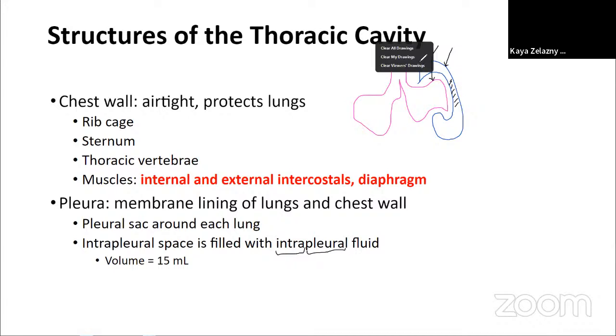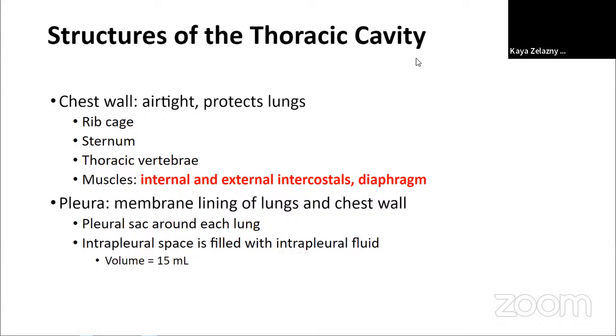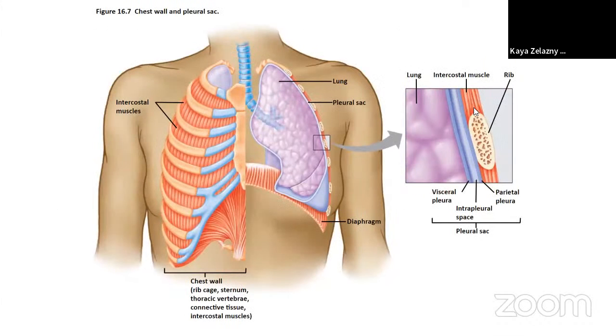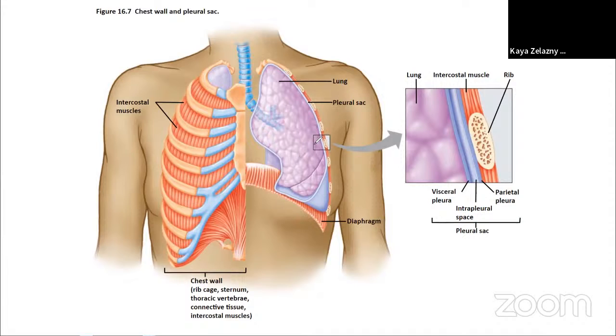There's not a lot of it, about 15 milliliters. Here we see a slightly better, more professional drawing. So here we're looking at a tiny little segment that we've pulled out of the wall. This pinkish purplish part is the lung tissue itself. The blue part is referring to that pleural sac. And then we can see muscle and rib.